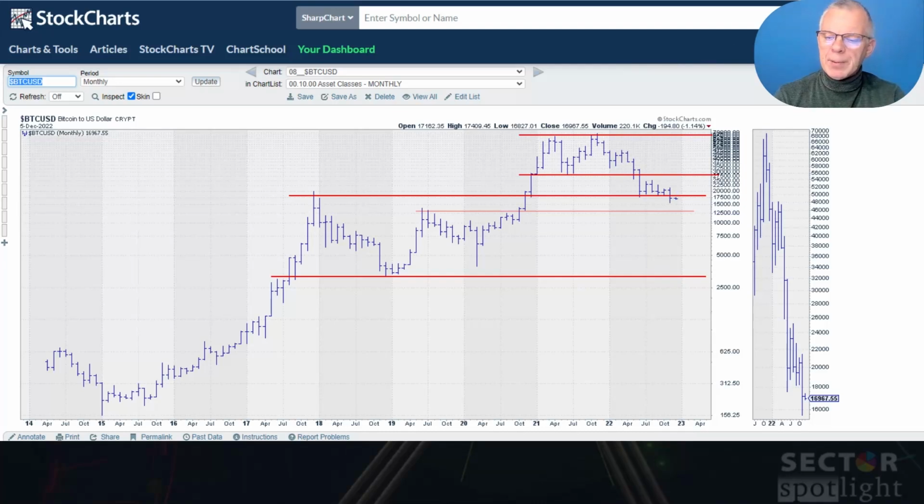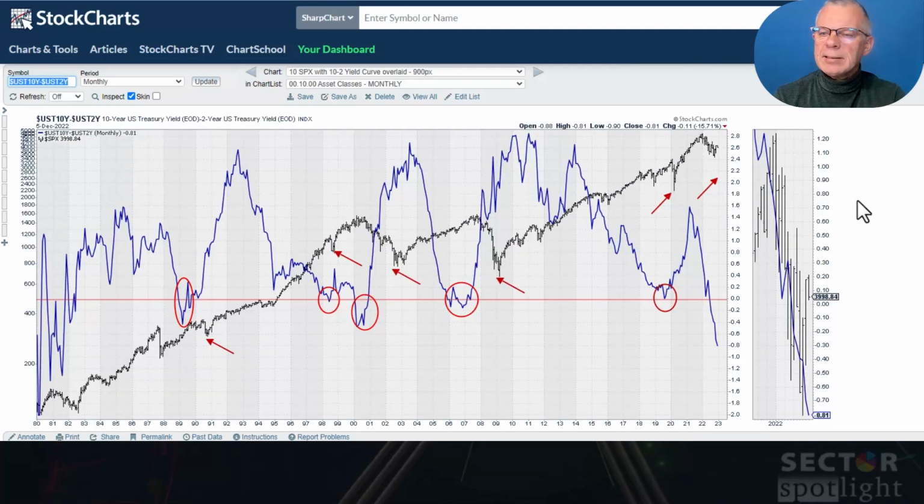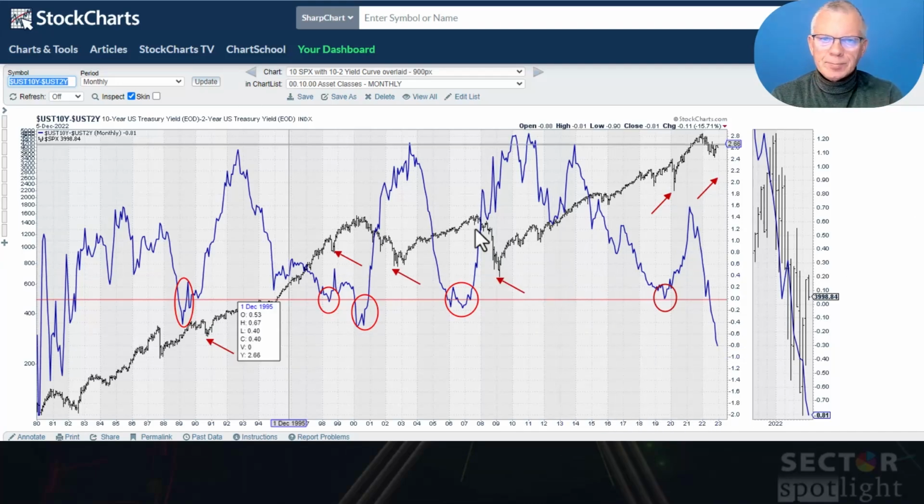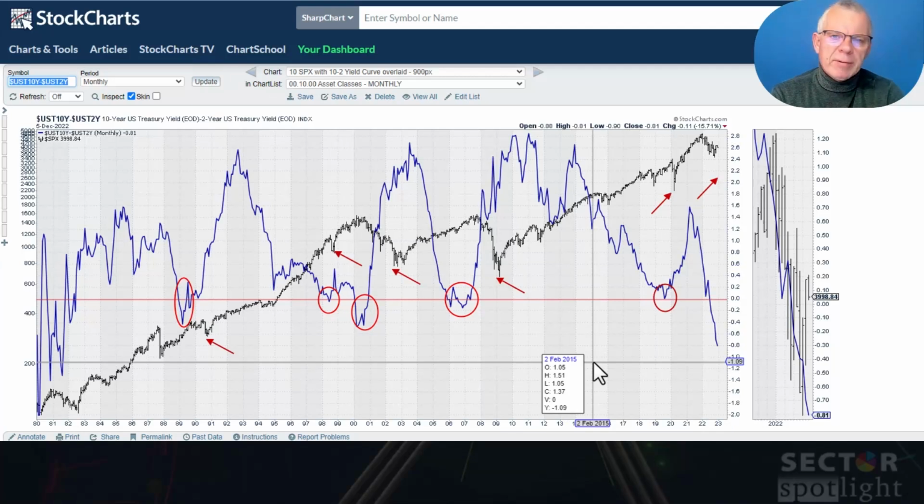And I'm going to wrap up this segment here with a look at the long-term chart of the yield curve in combination with the S&P 500. We've updated this chart multiple times here in Sector Spotlight, especially on these first Tuesdays of the month when we look at the monthly charts. And it's getting more and more inverse.